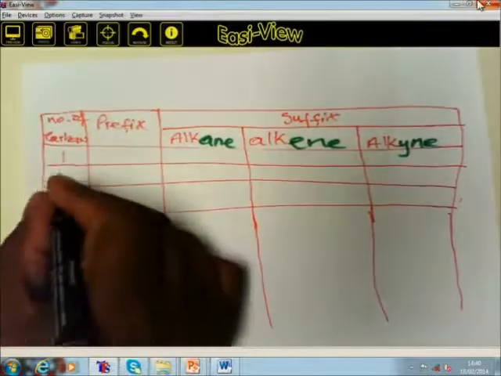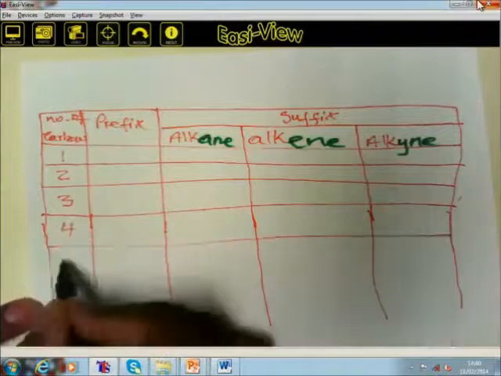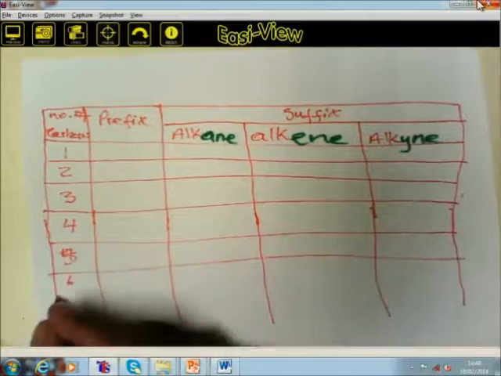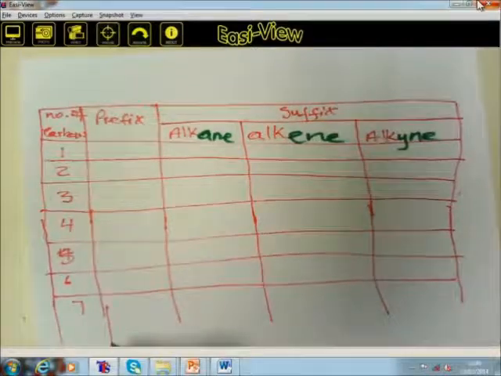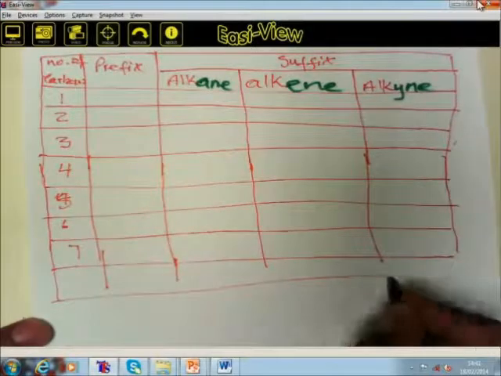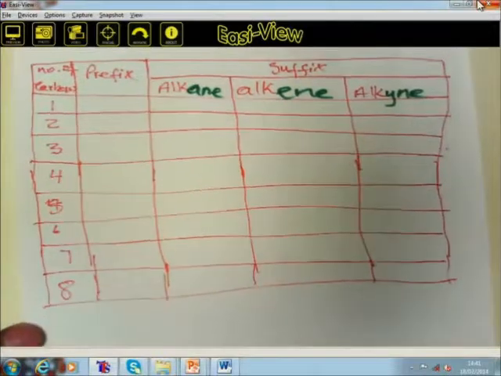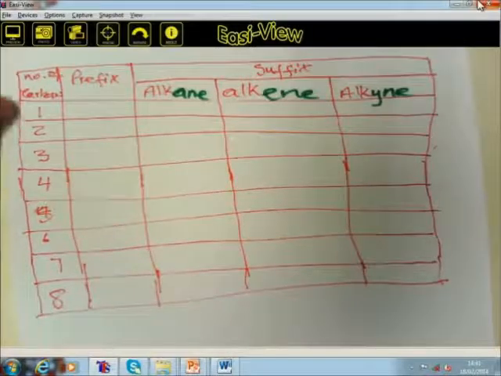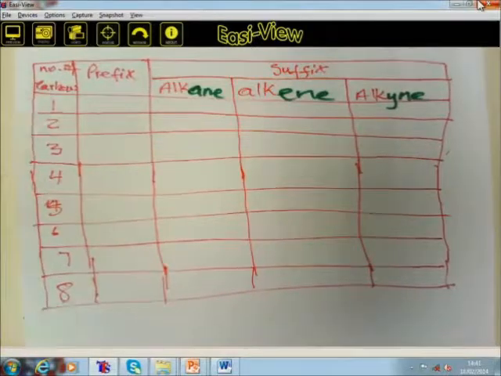We'll call this 1, 2, 3, 4, 5, 6, 7, and the last one, 8. So what you have to know, with the name of these organic compounds, is the one that contains 1 carbon up to 8 carbons in your long chain.